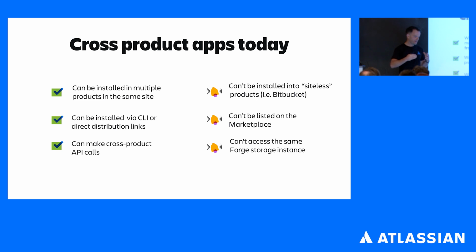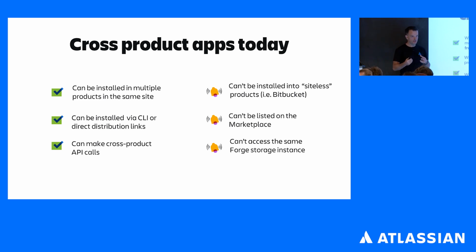How we're going to enable that, again taking another small step, is that you will still need to declare which product is your primary installation for now. And that's important because things like user licensing need to come from somewhere, and your data residency pinning will come from that primary product.